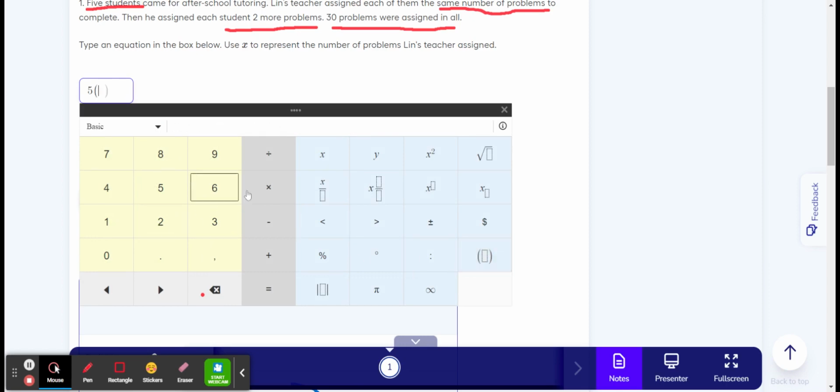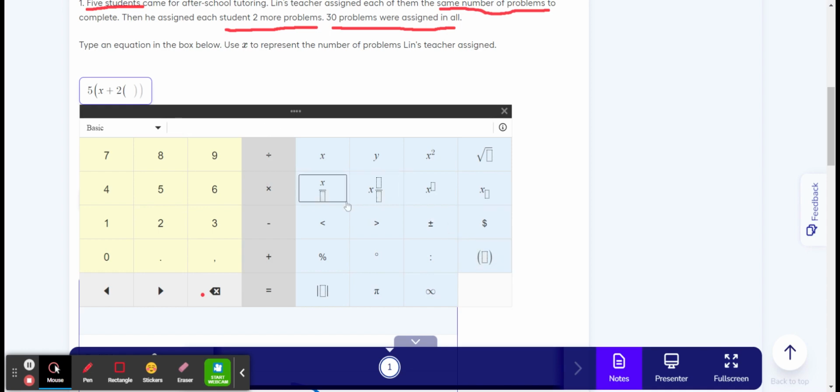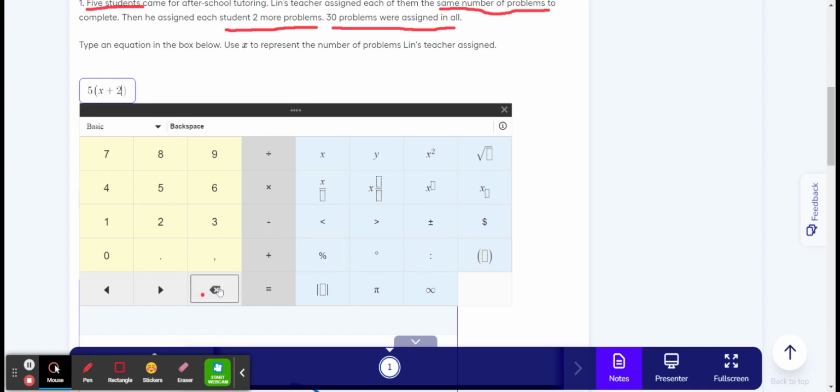parenthesis X +2. Close the parenthesis. Oops, I didn't mean to do that. Close the parenthesis. Why is it not doing what I want it to do? All right, there we go. And all of that equals 30. So your equation should have looked something like this: 5(X +2) = 30.